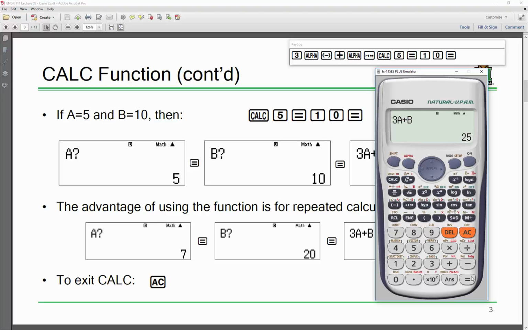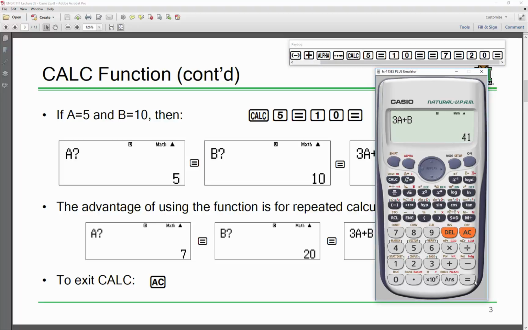The advantage is now I can do this calculation all over again if I want to use, say, an A of 7 and a B of 20. So if I hit equals again, now we're back into input mode. So an A of 7, enter, and then 20, enter. And it does the calculation again.